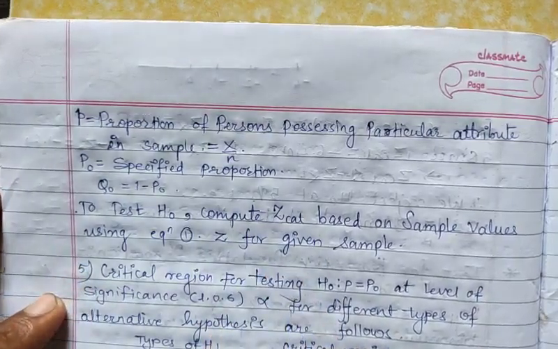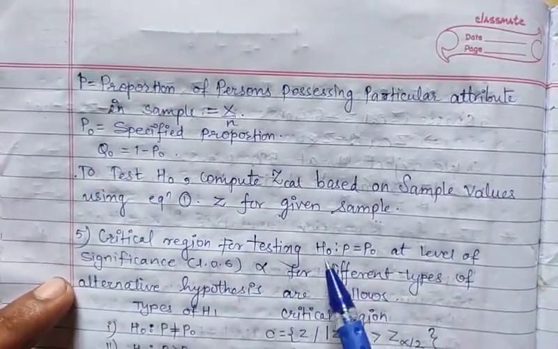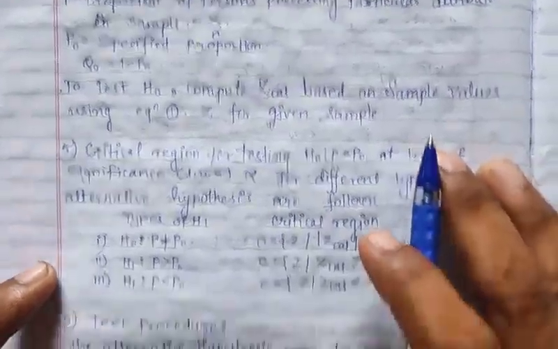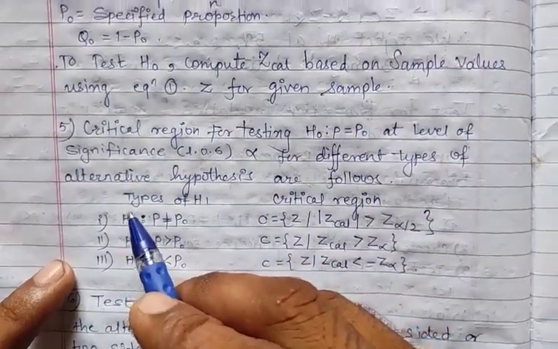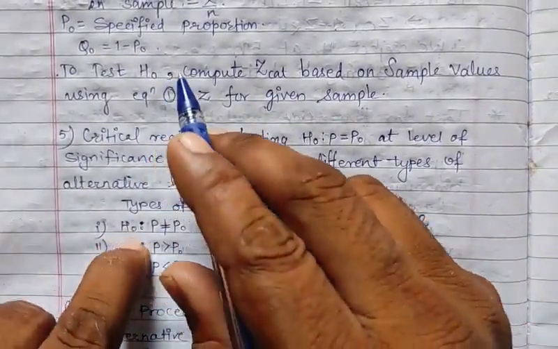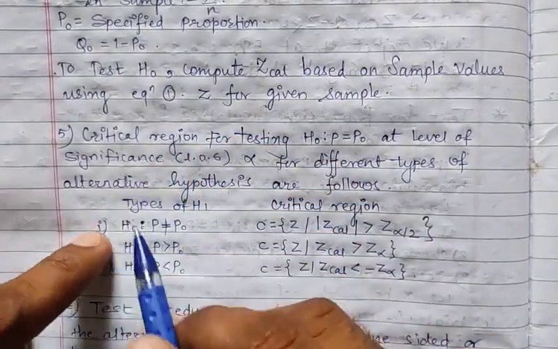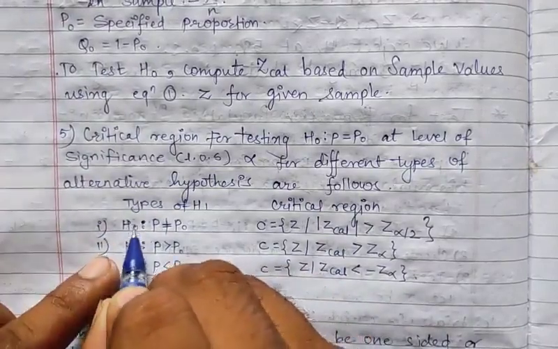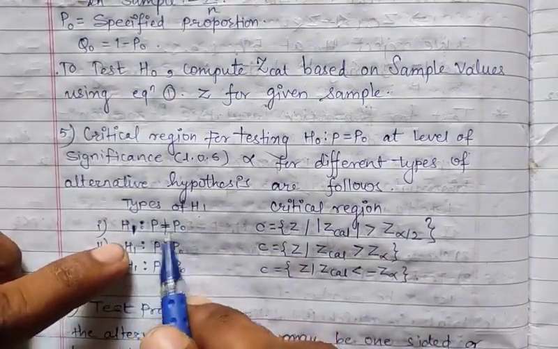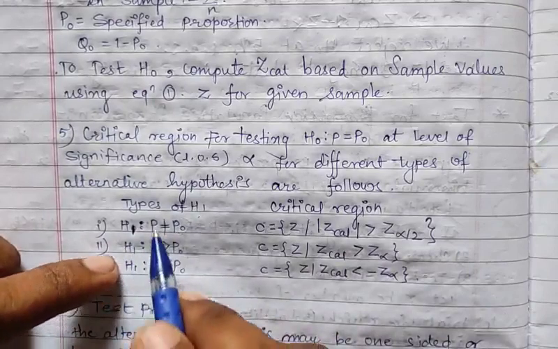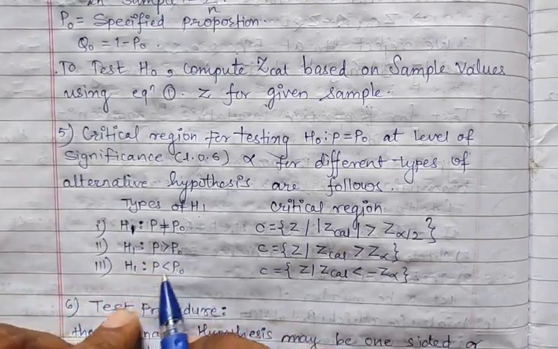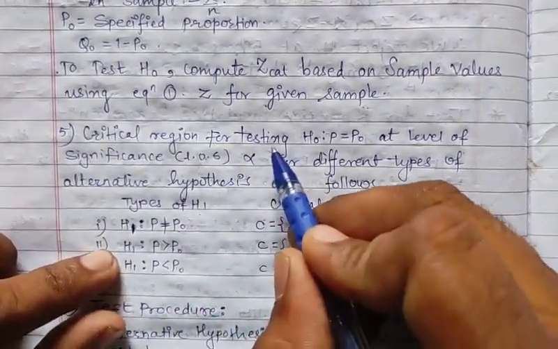Therefore, we check the critical region for testing H0 against H1. H0 is P equal to P naught at level of significance alpha, and the alternative hypotheses for different types are as follows. Here the types of H1: two-tailed is P not equal to P naught; and these two are one-tailed, P greater than P naught, which is right-tailed, and P less than P naught, which is left-tailed.